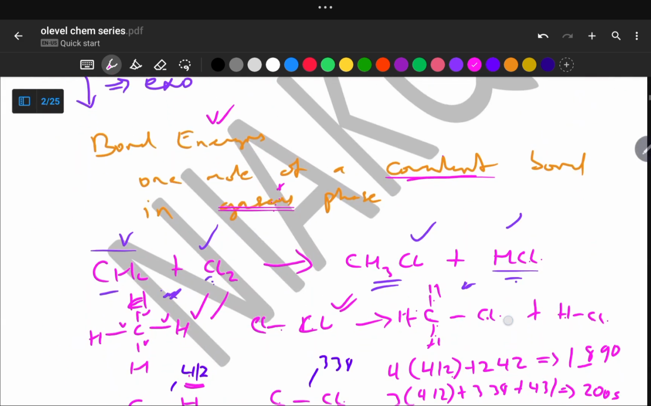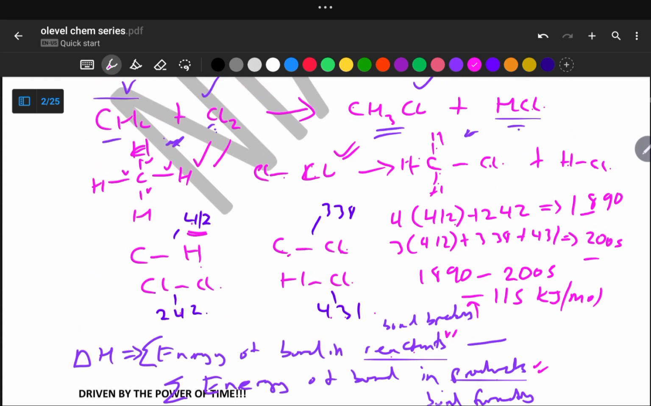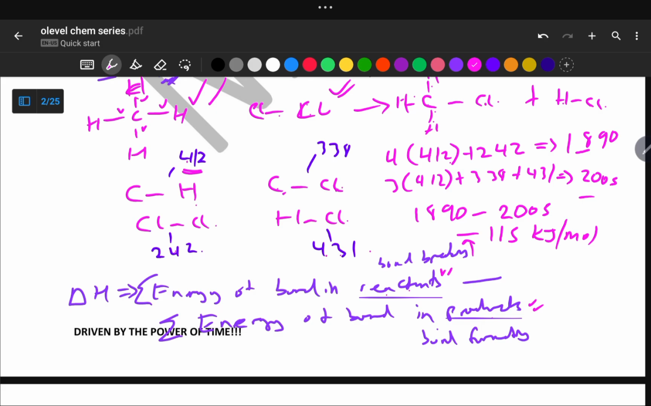Are we together? So this is how you are going to use the bond energies. First you need to write the equation, and then we're going to apply this only for the elements in the gaseous phase, right? So the definition requires only elements in the gaseous phase, right?